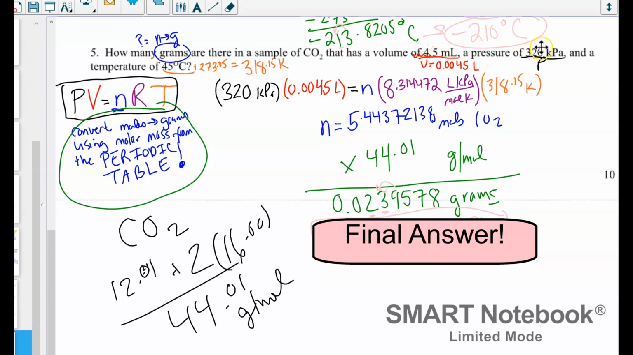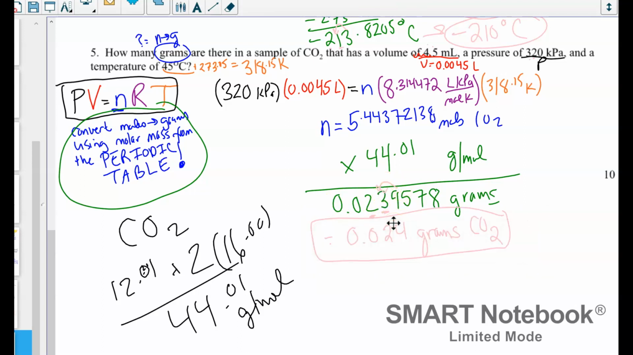2 sig figs, 2 sig figs, temperature actually has 3 sig figs, so we want to round it to 2. Decimals present, begin counting at the first non-zero from the Pacific. So placeholder, 1, 2. Right here's my second sig fig, look to the right. Will the 9 round that 3 up? You betcha. My final answer is 0.024 grams of CO2.